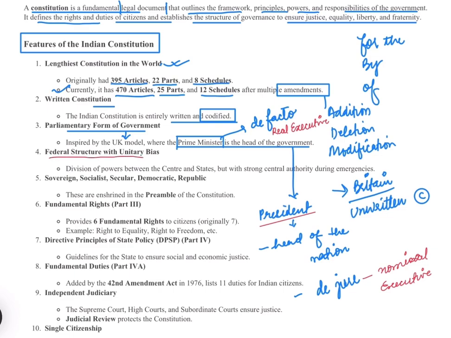Next one is federal structure with unitary bias. Federal means a setup where the powers are divided. So in India, we have division of powers between the center and the states. Unitary bias means it is biased towards the union. Our constitution has given more powers to the union than it has given to the states, and that is the meaning of the term federal structure with unitary bias. Division of powers between the center and states, but with strong central authority during emergencies.